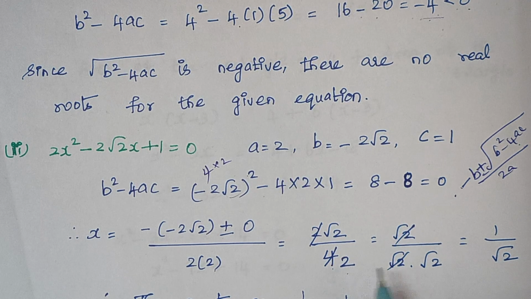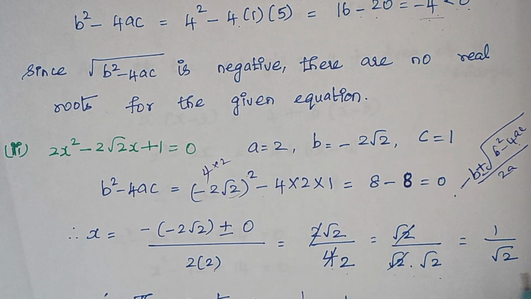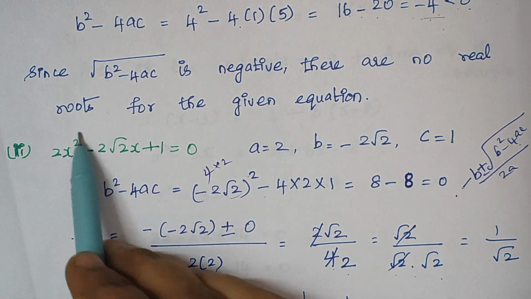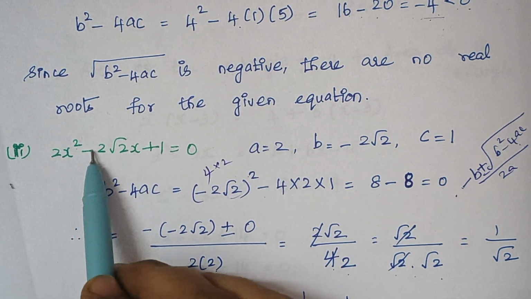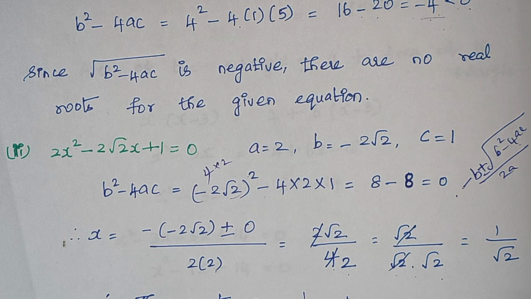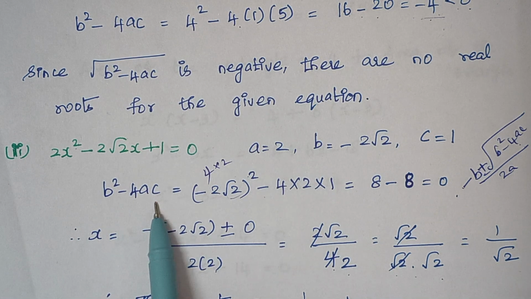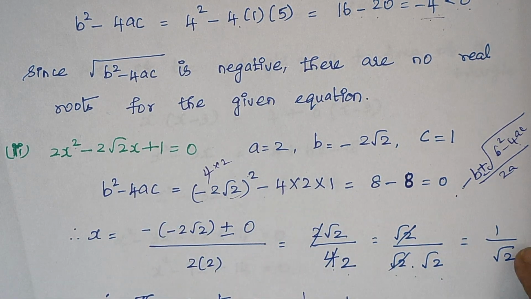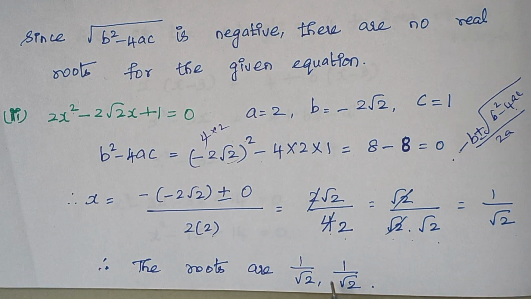So again this 2 can be written as root 2 into root 2 and finally we have 1 by root 2. So since this is a quadratic equation, that is here the maximum power is 2, we should be having two roots. So therefore, the two roots are identical as b square minus 4ac value is 0. Therefore, the roots are 1 by root 2 and 1 by root 2. So example 13 gets over here. We will proceed with our example 14.